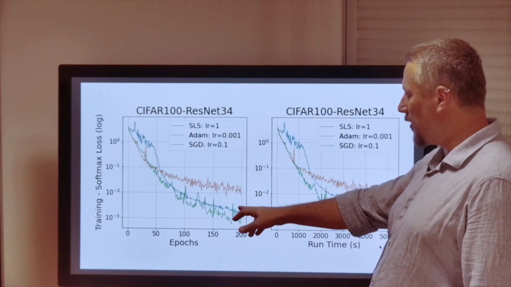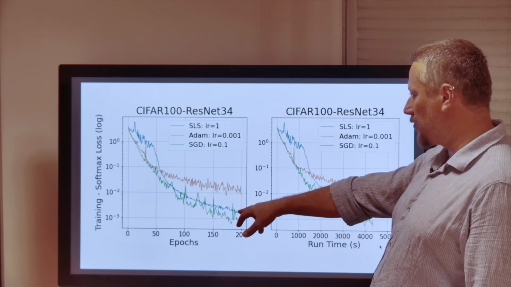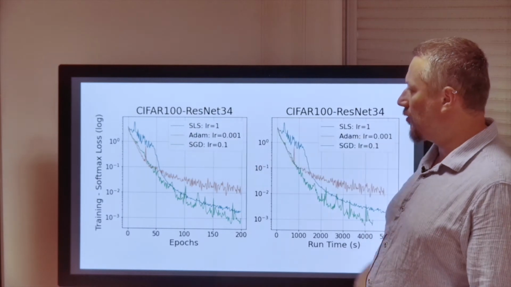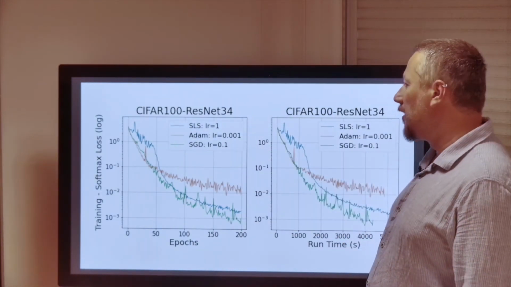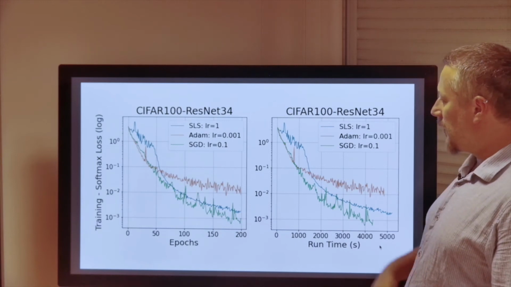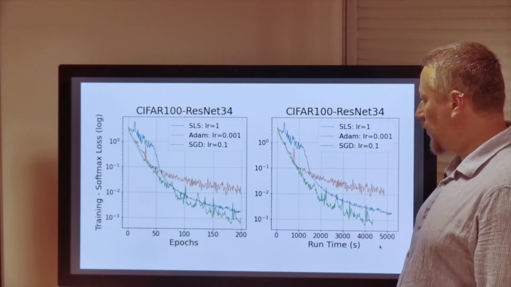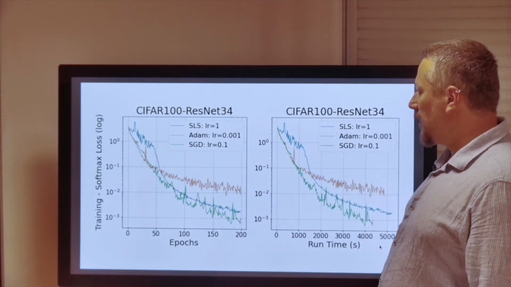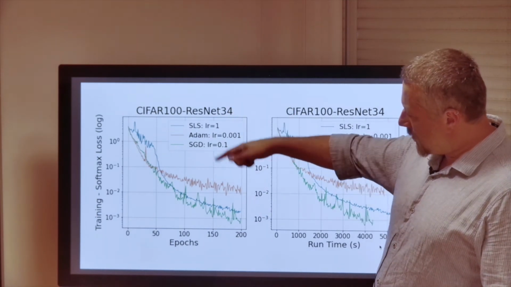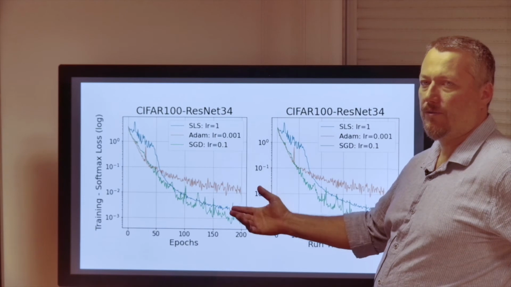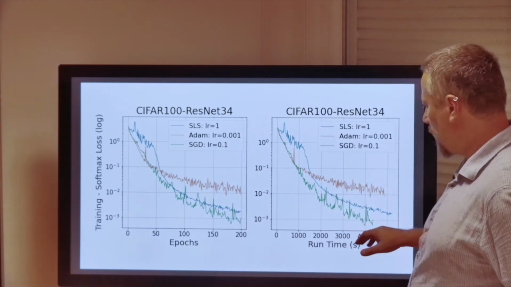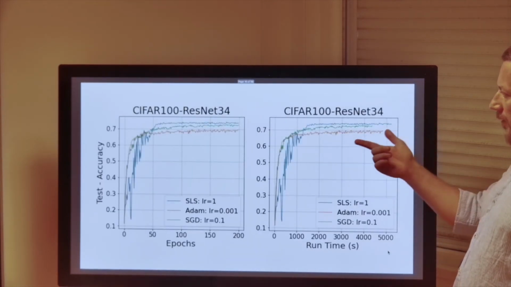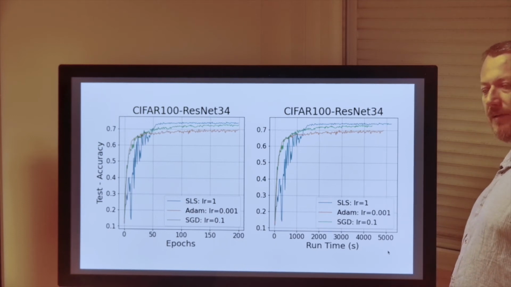now SGD seems to be working better at the end, actually, although ADAM is always a little bit faster at the beginning to converge, for the first 40-50 epochs. But eventually SGD and SLS go below that. And SGD seems to be better than SLS. I took this example to show you that even though SGD goes to lower values in terms of training loss, if you look at the accuracy, in both epochs and runtime, SLS is performing much better than SGD.